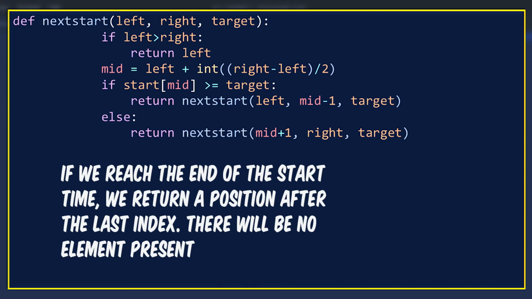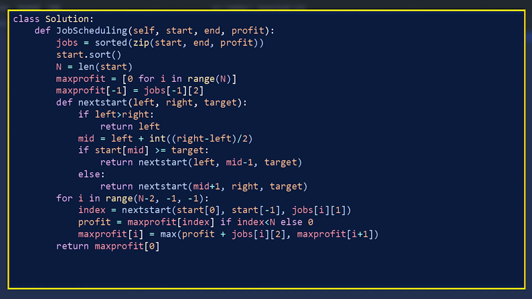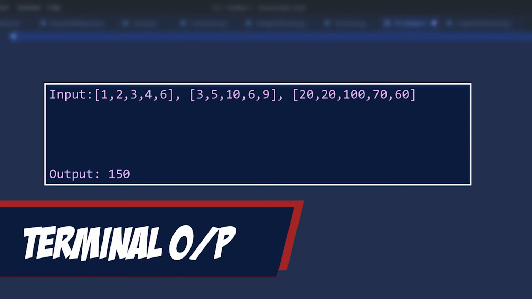If there is no start time on the right side, it will return the index after the last element, which will lead us nowhere. The maximum profit will be accumulated till we come to the beginning of the list. So the maximum profit will be max profit of 0 and we just return that. Okay, so now the output for some of the test cases looks like this.